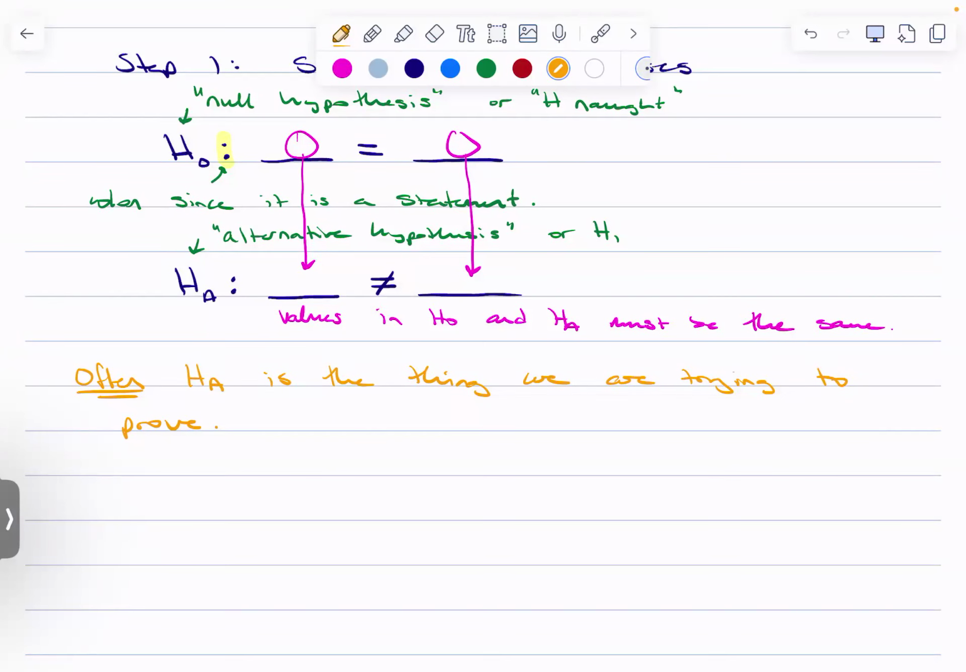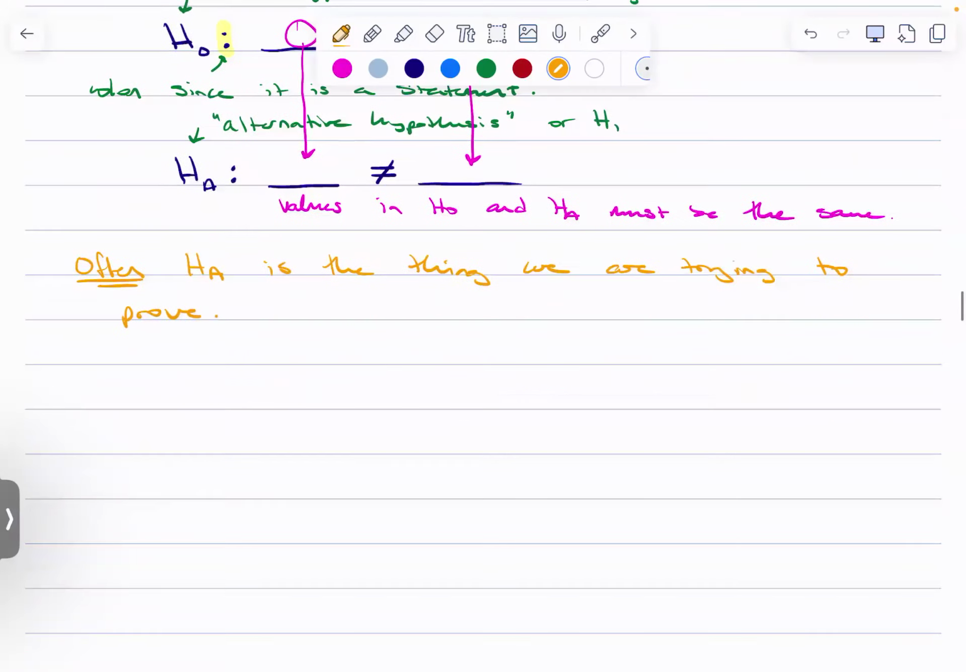But we have to do all our testing assuming that the null hypothesis is true. We have to assume H naught is true until we have enough evidence against it.